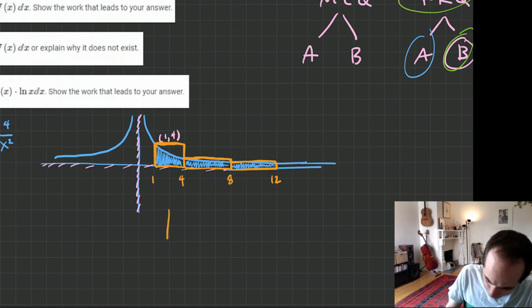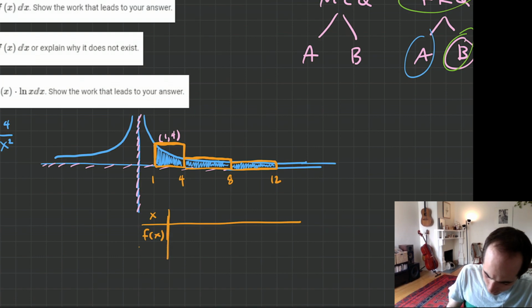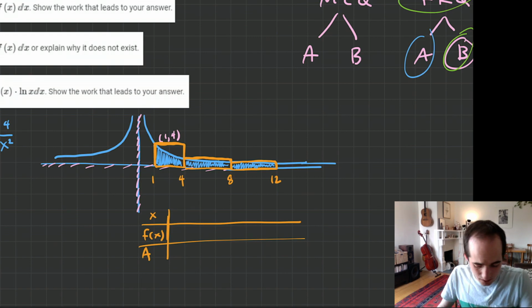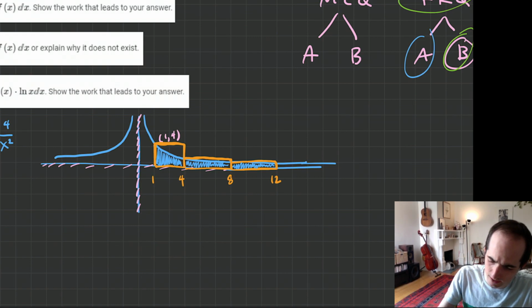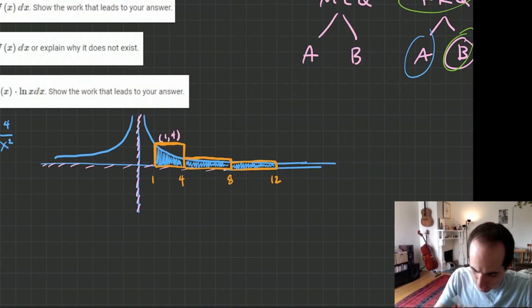You could have some kind of table going like this from here to here, right? You could have x, you could have f of x, and you could have the area, the area from one endpoint to another. What I want to do, I don't want to do that. I just want to make sure that we completely understand what we're doing here.